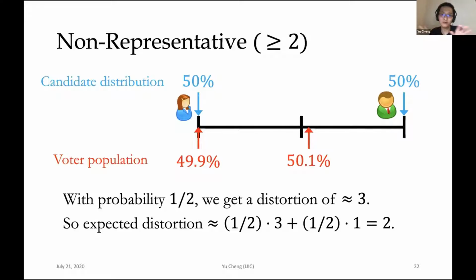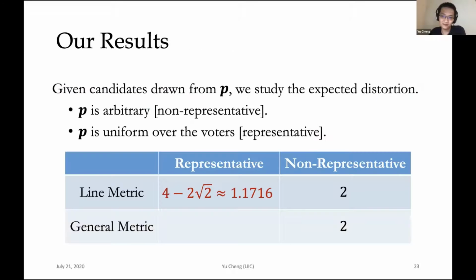Okay. But anyway, the worst case example will look like this, except now that only with probability half, you get 2 candidates at different locations. And when that happens, your distortion is 3, otherwise your distortion is 1. So your expected distortion becomes 2. In this case, you can show that this is tight, through some use of triangle inequality. But anyway, all right. So this is why the second column is 2.